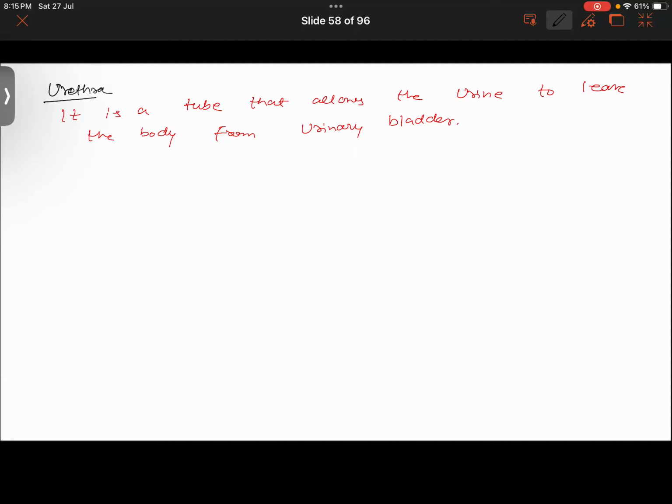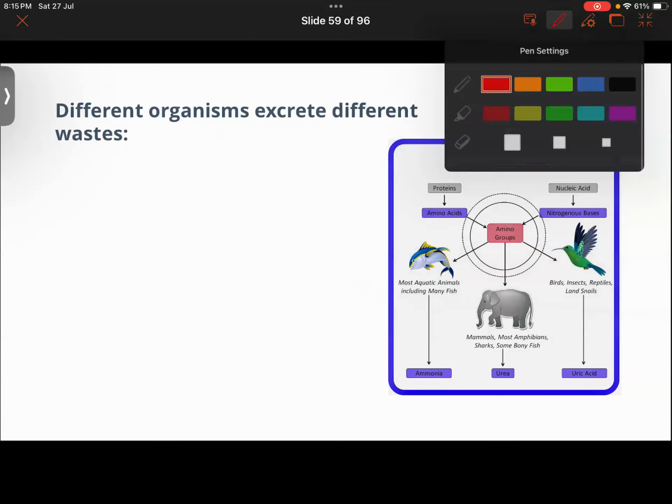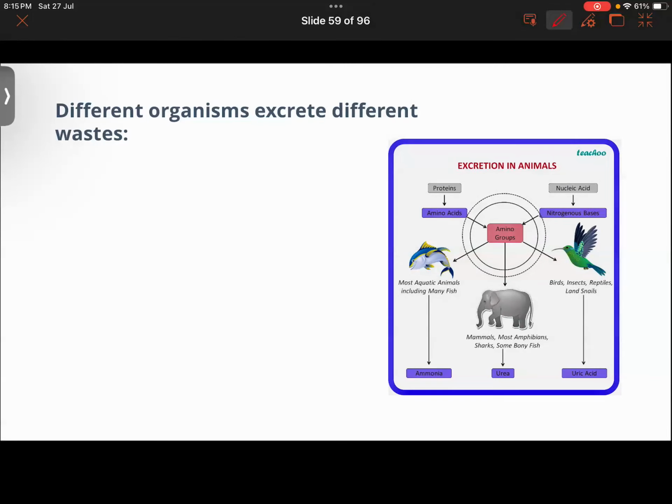Okay. Done. Next, we'll be learning about excretion in animals other than humans. Different kinds of organisms will be excreting different kinds of waste, right? Different kind of organism excretes different kind of waste.